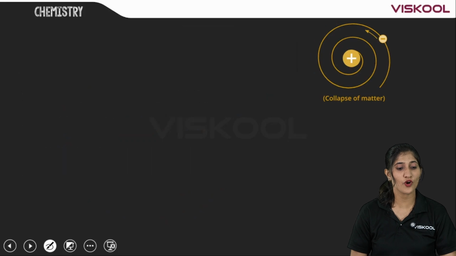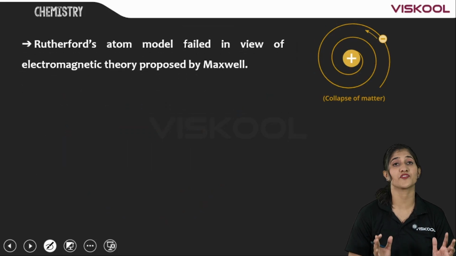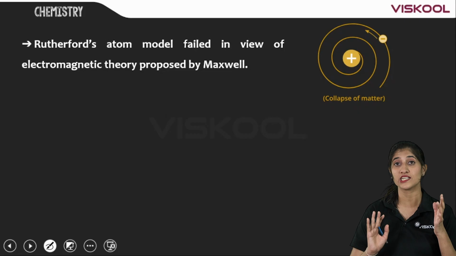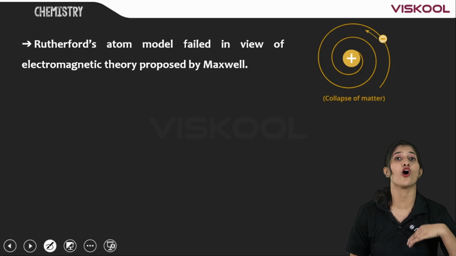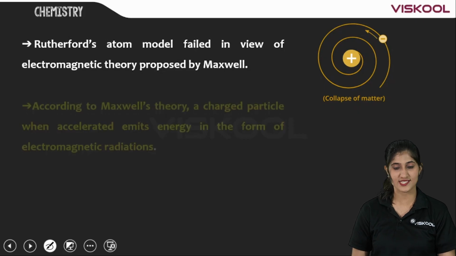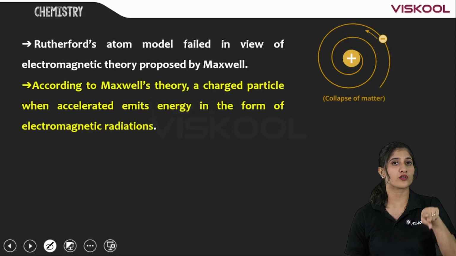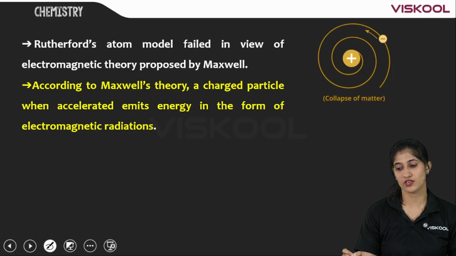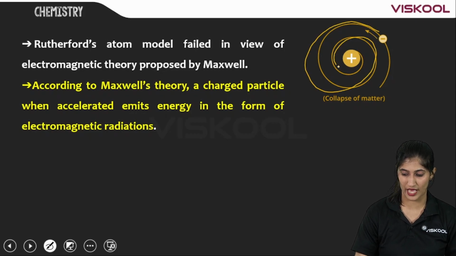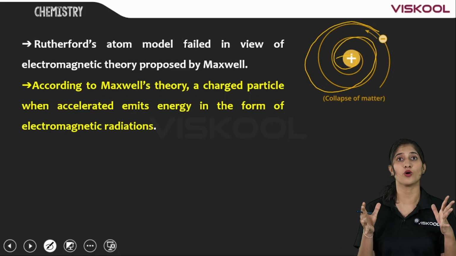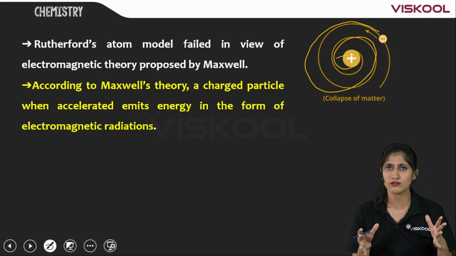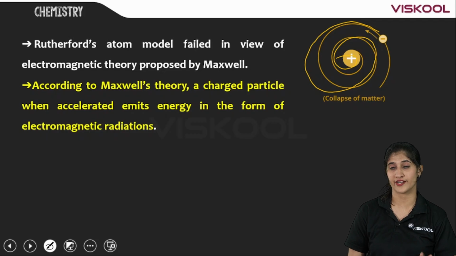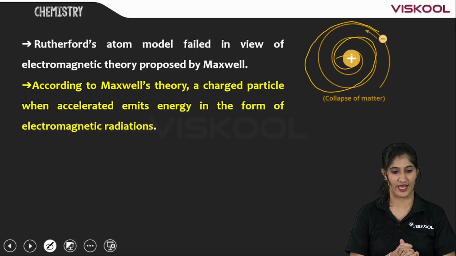By the time Rutherford proposed the model, Maxwell came up with the electromagnetic theory. According to this theory, an accelerated charged particle will emit energy in the form of radiation. Now, electron is charged, right? When the electron is moving around the nucleus, it is in acceleration. So this electron will emit energy in the form of radiation and finally it will collapse into the nucleus. So the atom will collapse. Now, does it really happen? No, right? The atom does not collapse at all. So Rutherford could not account for electromagnetic theory, so he could not explain the stability of the atom.